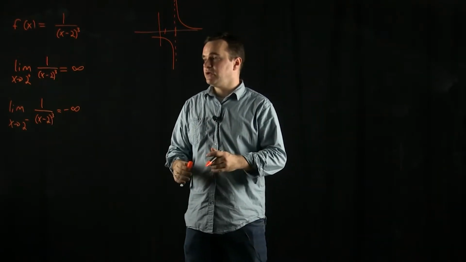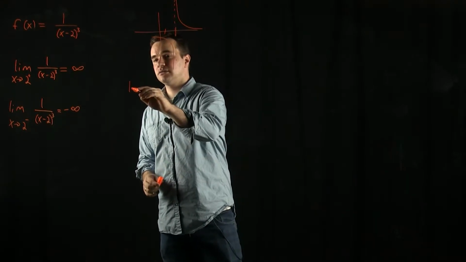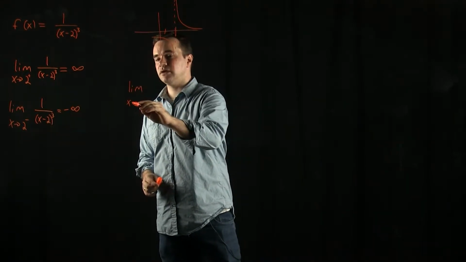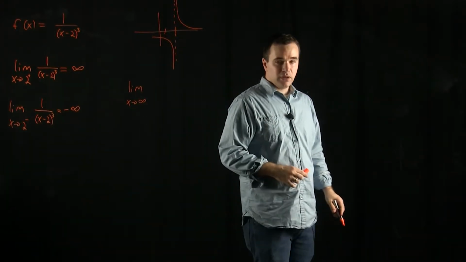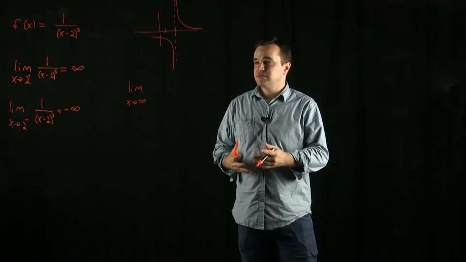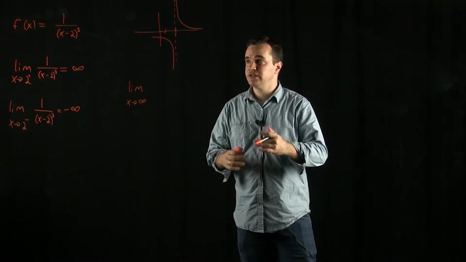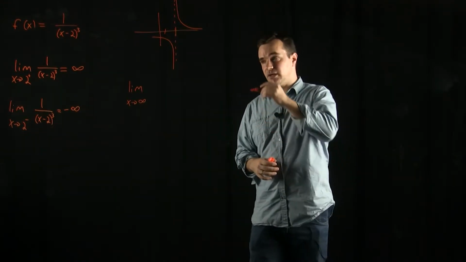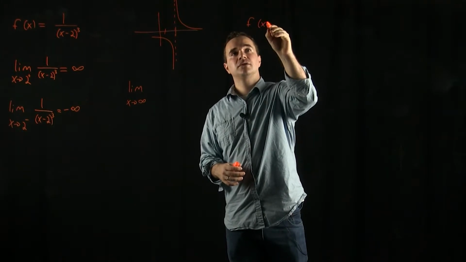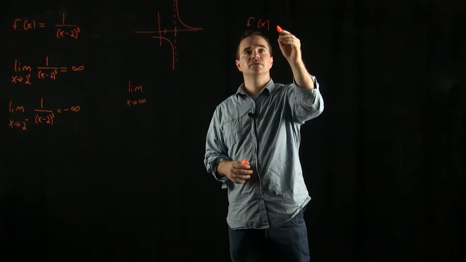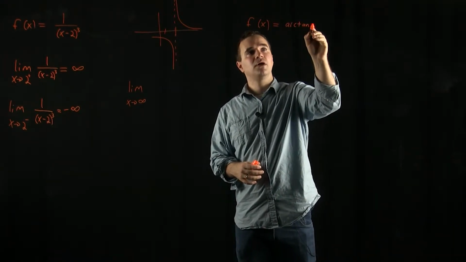Now there's another kind of limit we can look at, and that's going to be a limit as your x value goes to infinity. And you might expect that that has something to do with horizontal asymptotes, and that's completely true. So let me explain it. Let's take a different function. Let's take f of x equals arctan of x.